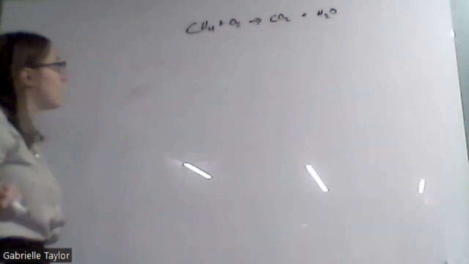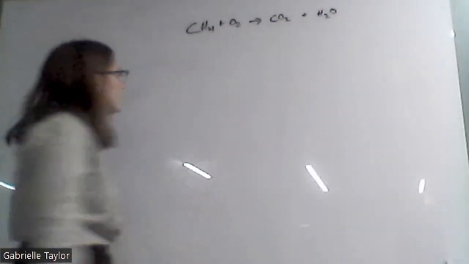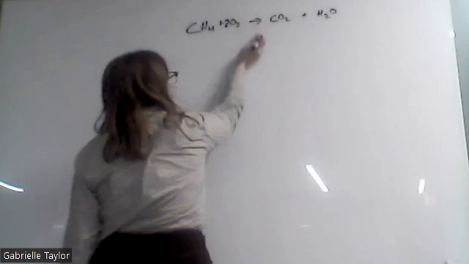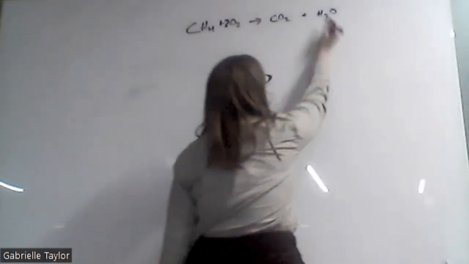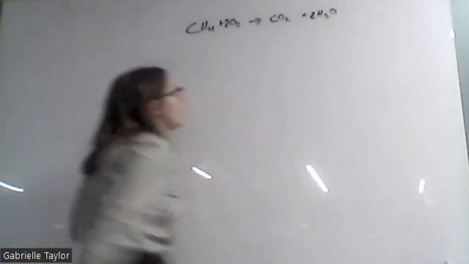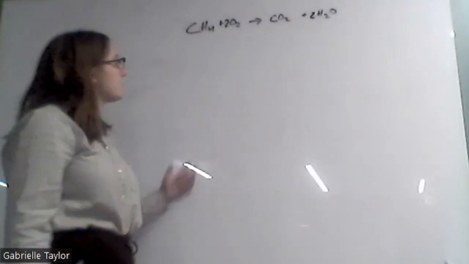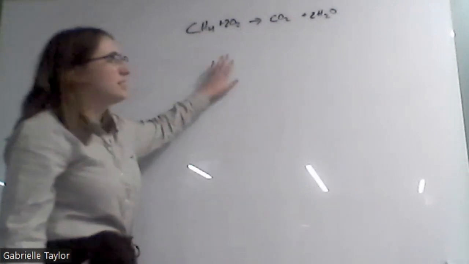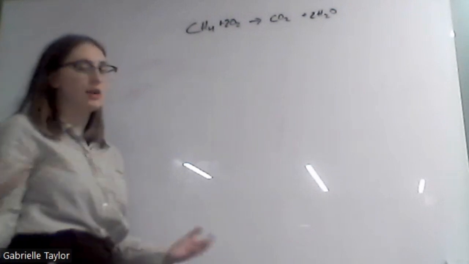So from this, we can see that this is imbalanced. So we're going to put 2 in front of oxygen, and then we're going to need a 2 in front of water. So we know that. We also know that this is a combustion reaction. We have oxygen.